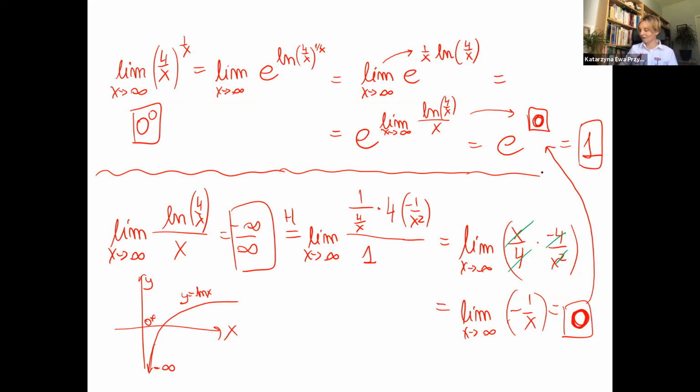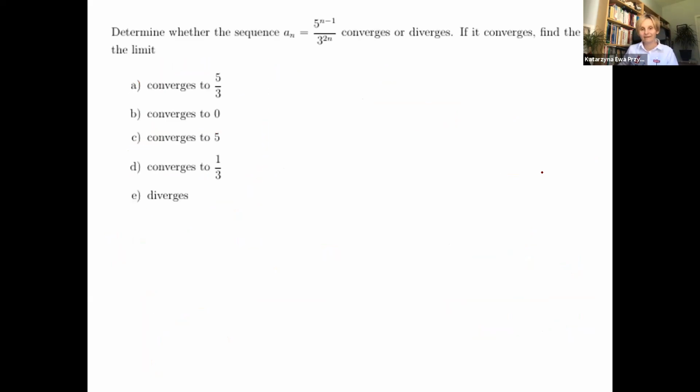Okay, let's focus on the infinite summation series, the sigma symbol, and all of the tests. Since I have this question, who can answer it as a warm-up? Determine what the sequence 5 to the power of n minus 1 over 3 to the power of 2n converges to. Which answer will you choose? Let's say this is one of your first questions from chapter 10.